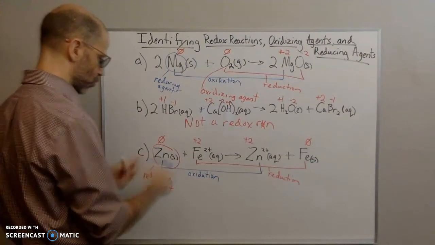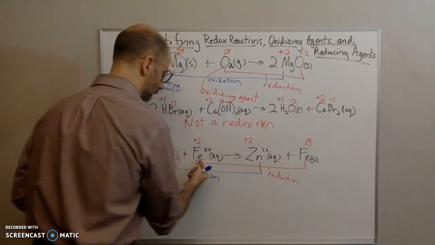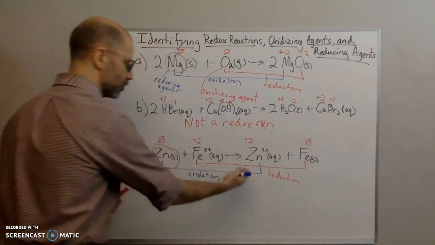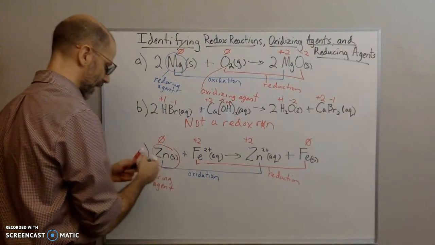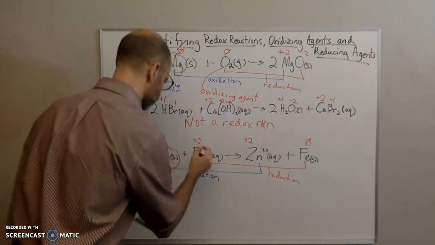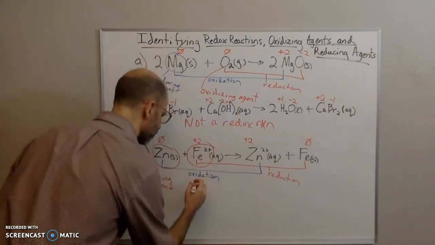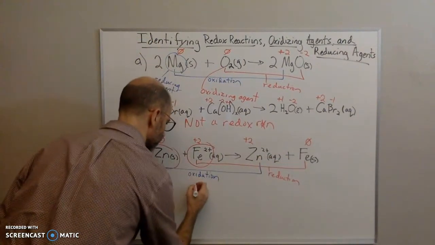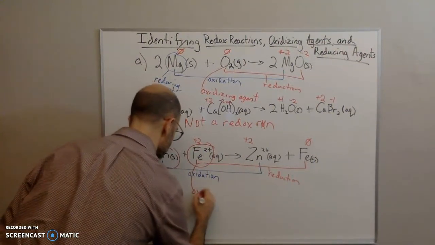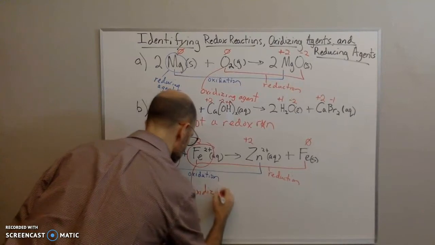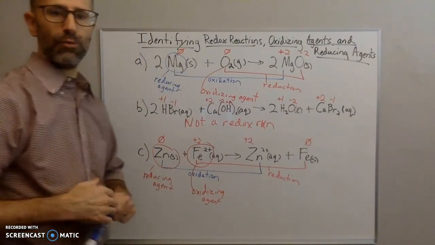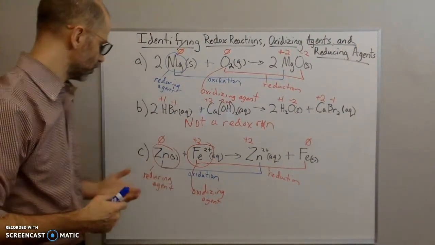agent. And so we can again see that the iron 2+ got reduced, so that must be the oxidizing agent. So here, let me circle this, and it's Fe2+, not Fe. Fe2+ is the reagent. So this is the oxidizing agent. Okay, so that's how you figure out oxidizing agent and reducing agent.